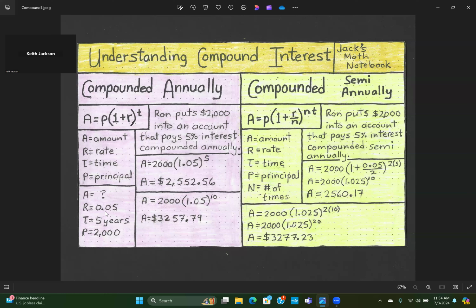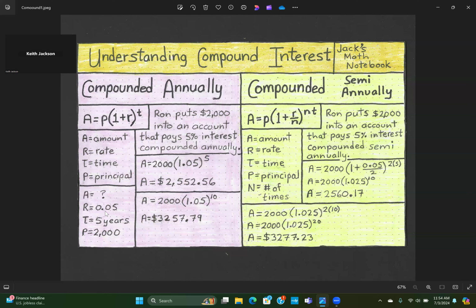So now let's go to the second example, in which we're going to compound that same amount, $2,000, this time semi-annually. The formula changes slightly here. So now here's our new terminology. A still equals amount, R still equals rate, T equals time, P equals principal. Now we're going to interject a new term into this. N equals the number of times compounded, and semi-annually actually means compounding twice per year.